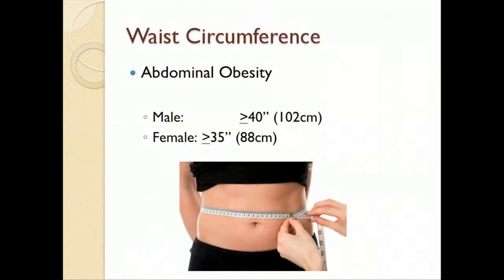We usually have a cutoff of 40 inches or more for a male or 35 inches or more for a female to determine if they have abdominal obesity. So sometimes you can even have a person with a normal BMI or an overweight BMI who falls into the obesity category based on their waist circumference.